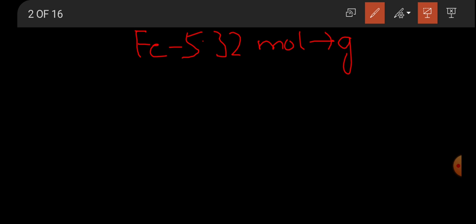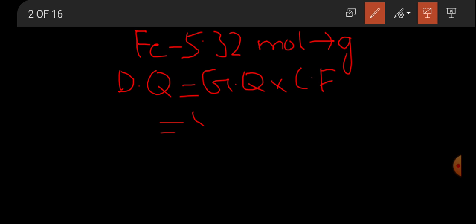Students, before going to the main topic, let's have a brief recap of the previous topic. In sample problem number 1.2, part 3, you have moles of iron, and moles of iron is equal to 5.32 moles, and you have to convert the moles of iron into grams. The equation that you will use is: desired quantity is equal to given quantity multiplied by the conversion factor. What is the given quantity? 5.32 moles of iron is your given quantity.